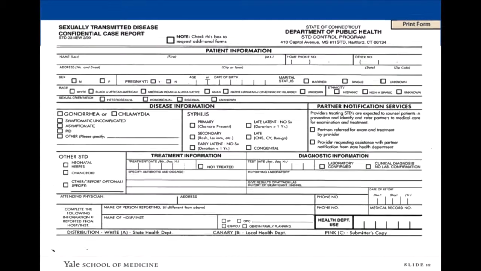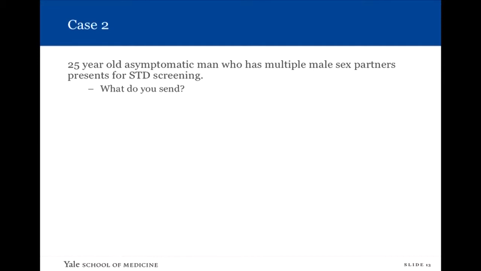This is the form that you or somebody in your office has to fill out that gives us more enhanced information than just the lab reporting form, which just has a name and what they tested positive for. This has more nuanced information about the disease and if you treated it and with what. So let's move on to the second case.